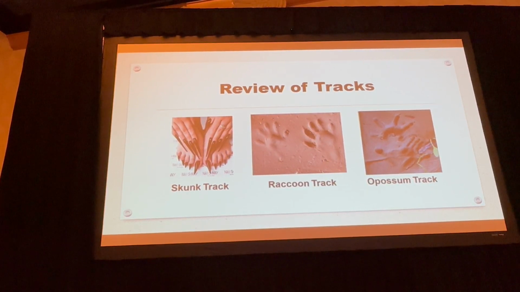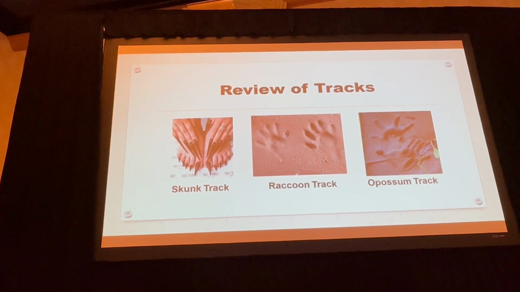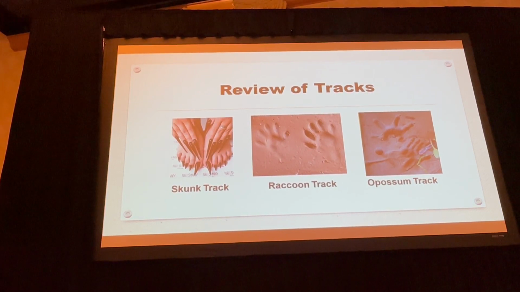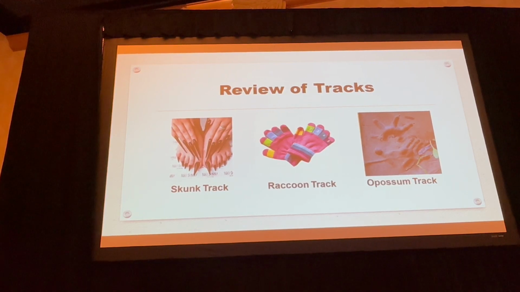This makes them resemble a gloved hand. Since raccoons are very good climbers, unlike skunks, their toes splay to help them hold on to many different surfaces. So the tracks look like a baby was wearing gloves and walking around on their hands. If you see that, you likely have a raccoon.